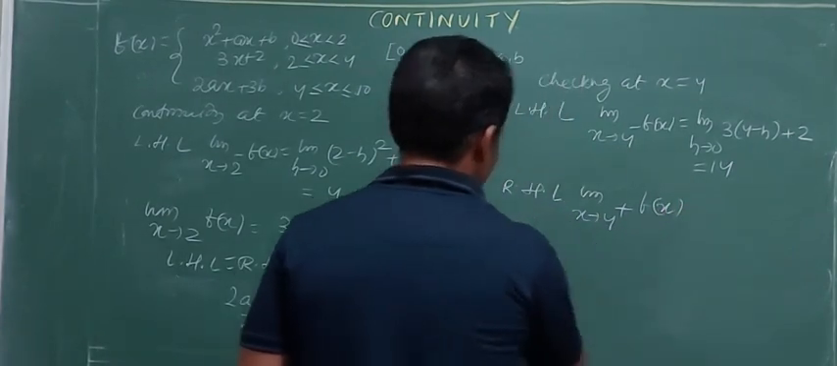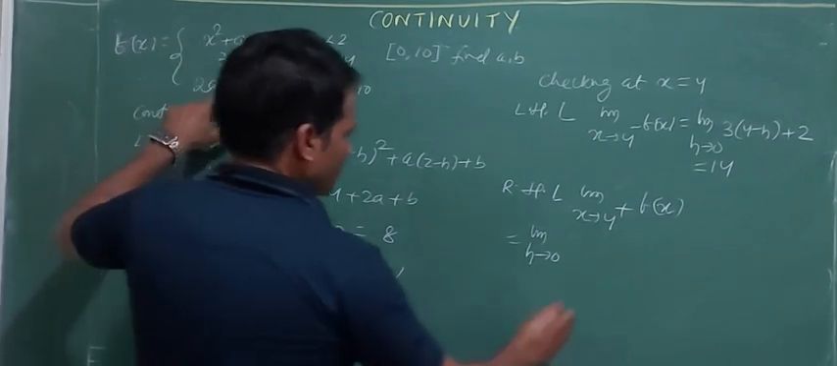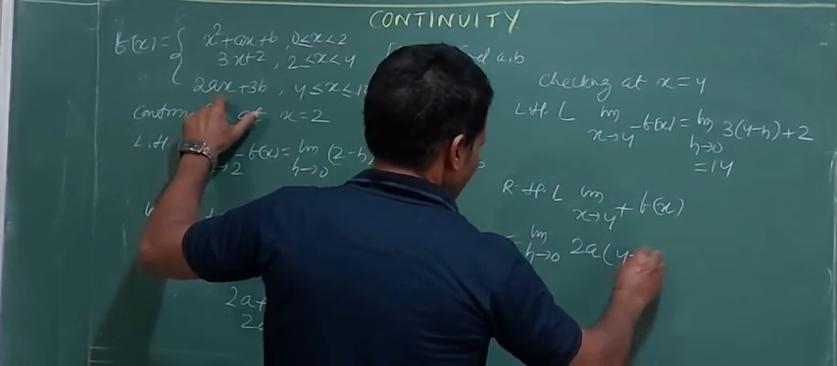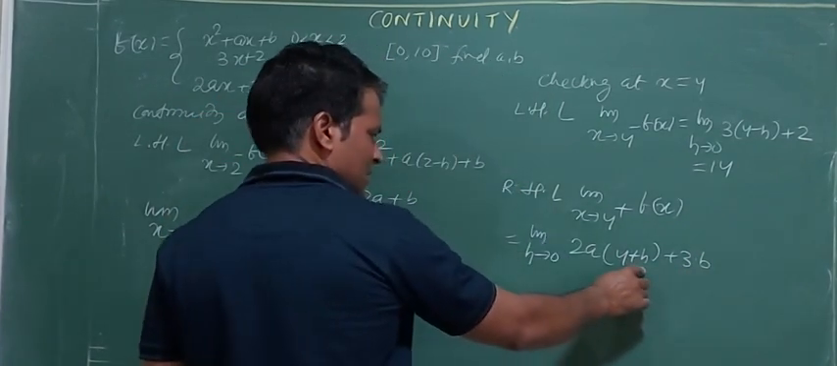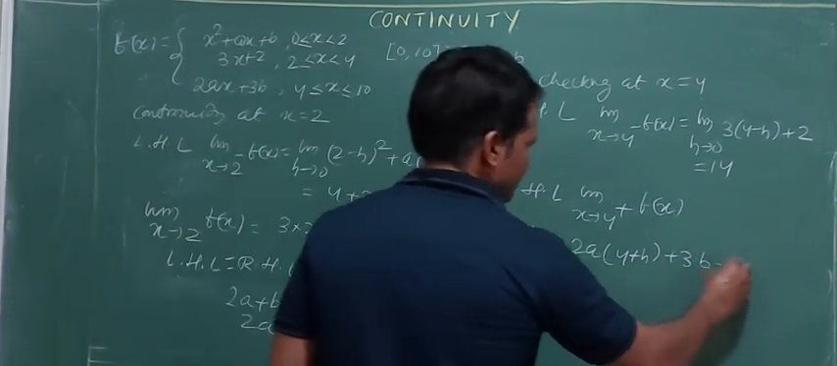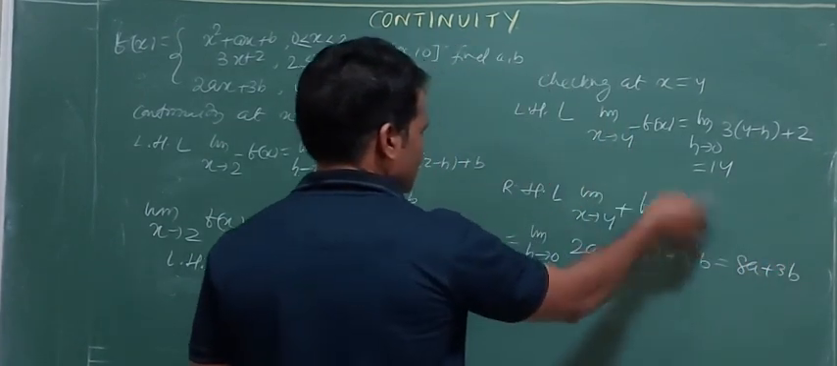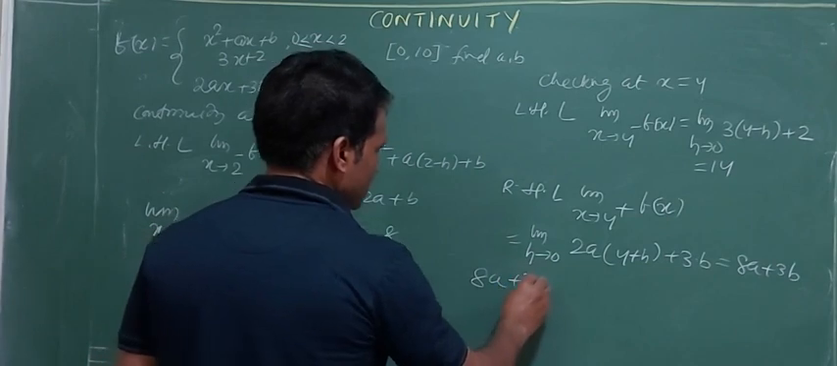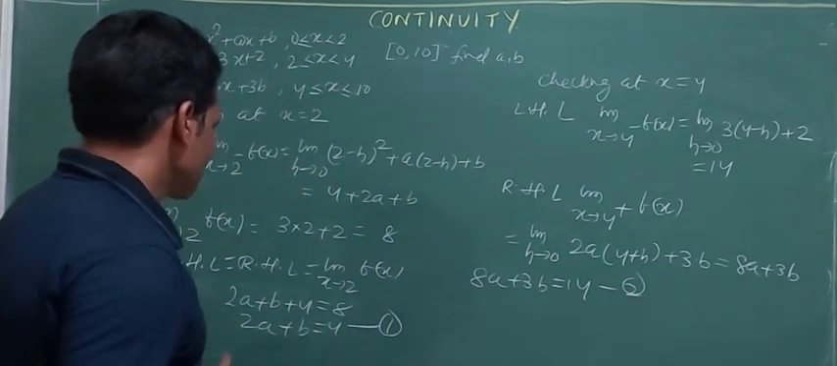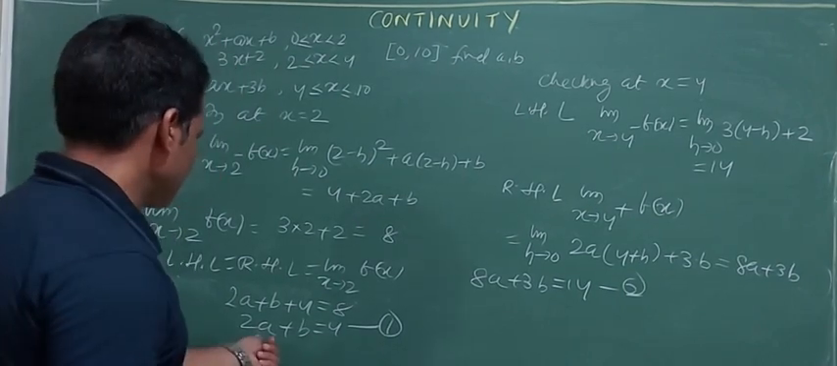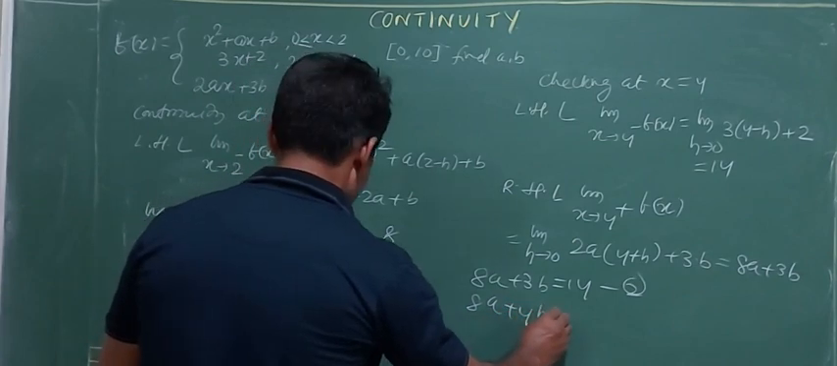f(x) is equal to limit h tends to 0, replace here 2a into (4 plus h) plus 3b. h tends to 0, directly replace: 8a plus 3b. So I got a condition. These two are equal, so 8a plus 3b is equal to 14. Equation number 2. First equation: 2a plus b is equal to 4. Multiply by 4 here: 8a plus 4b equals 16.